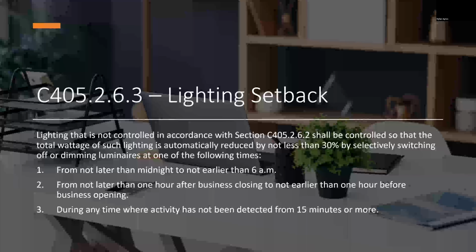Lighting setback: lighting that is not controlled in accordance with the section we just talked about shall be controlled so that the total wattage of such lighting is automatically reduced by not less than 30% by selectively switching off or dimming luminaires at one of the following times. From not later than midnight to not earlier than 6 a.m.; from not later than 1 hour after business closing to not earlier than 1 hour before business opening; or during any time where activity has not been detected for 15 minutes or more.